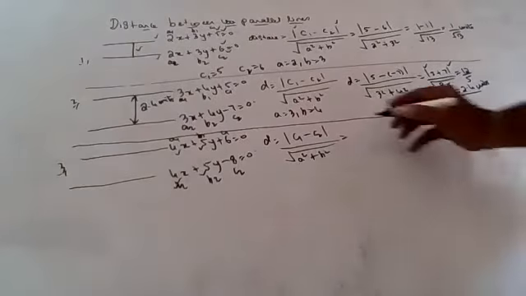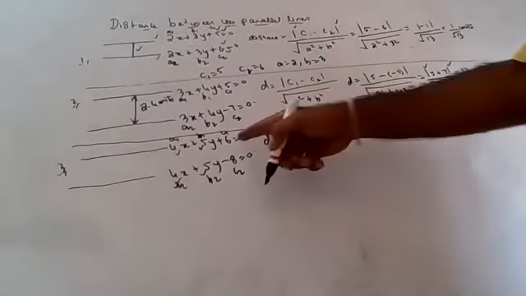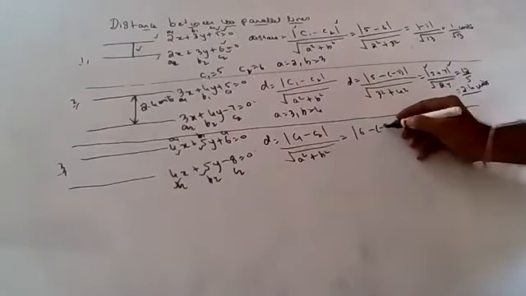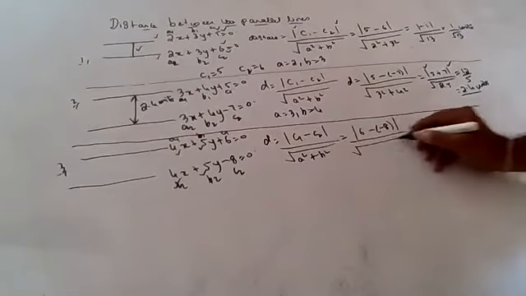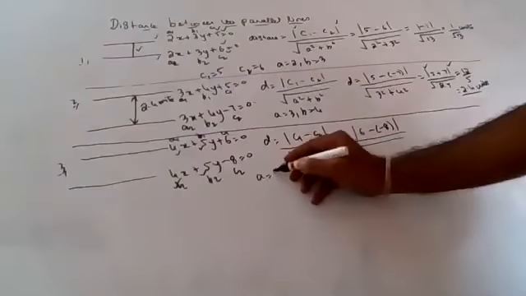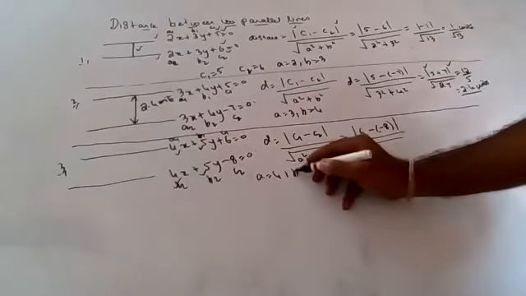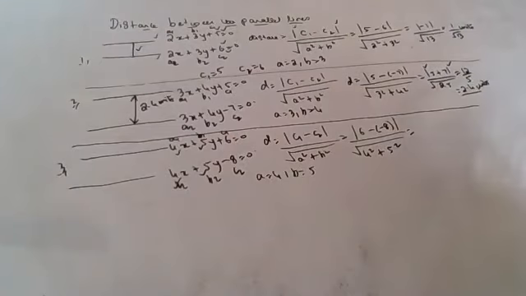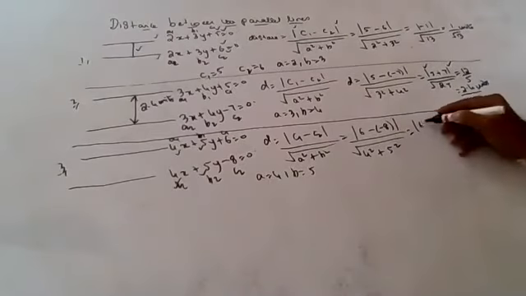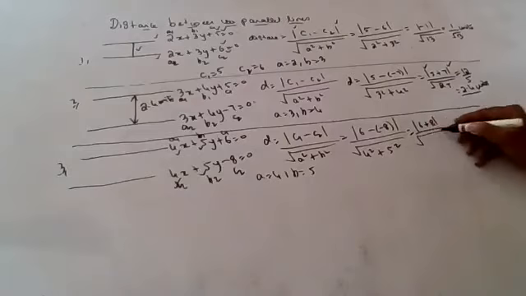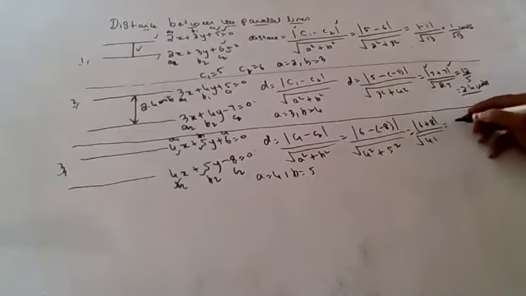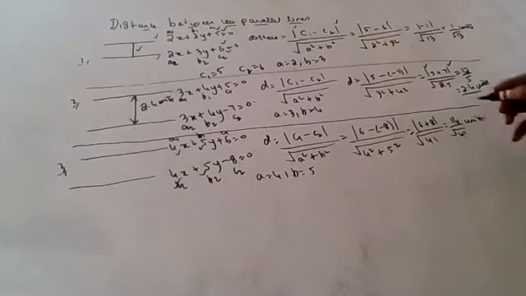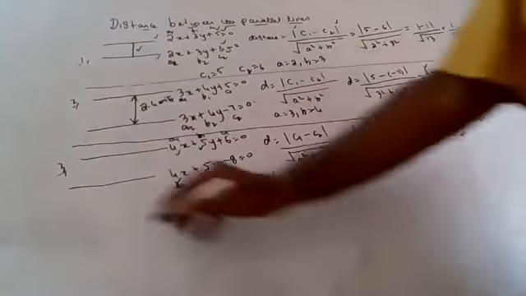Okay, children. So C1 is how much, children? C1 is 6. What is C2, children? Minus 8, by root of... A in both cases is 4. B in both cases is 5. So 4 square plus 5 square. Modulus of 6 plus 8 by root of 16 plus 25, that is 41. So 14 by root 41 units is the distance between these two parallel lines.